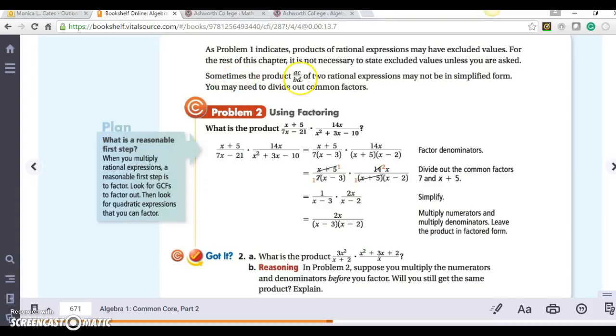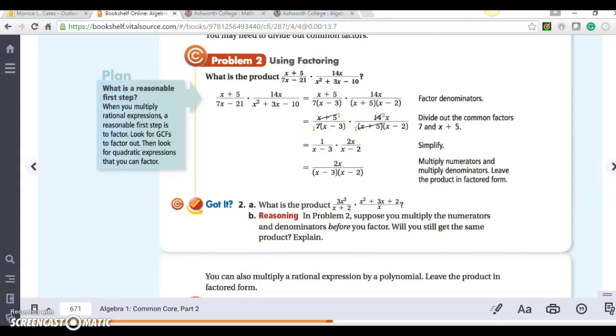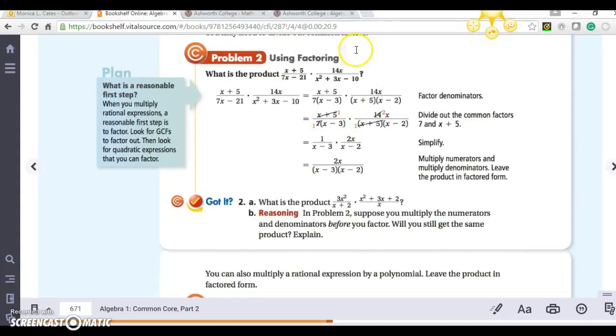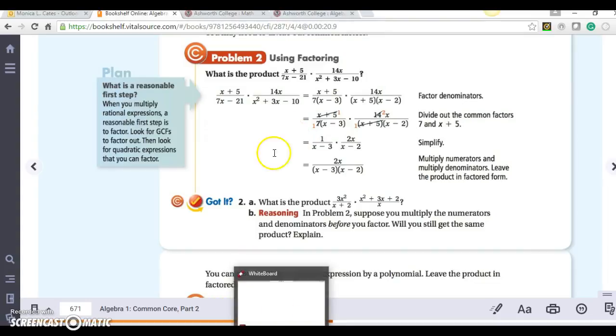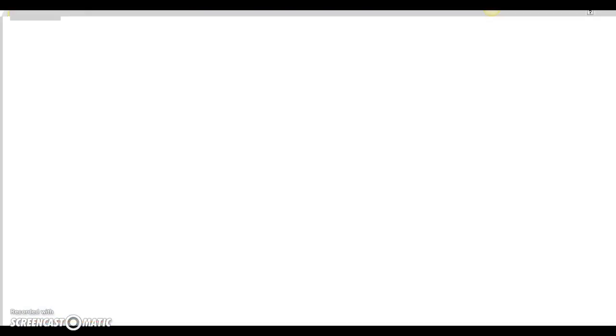So sometimes the product AC over BD of two rational expressions may not be in simplified form. You may need to divide out common factors. So just like you would when you're multiplying fractions, you can apply that same concept to multiplying rational expressions. So let's take a look at the example problem.